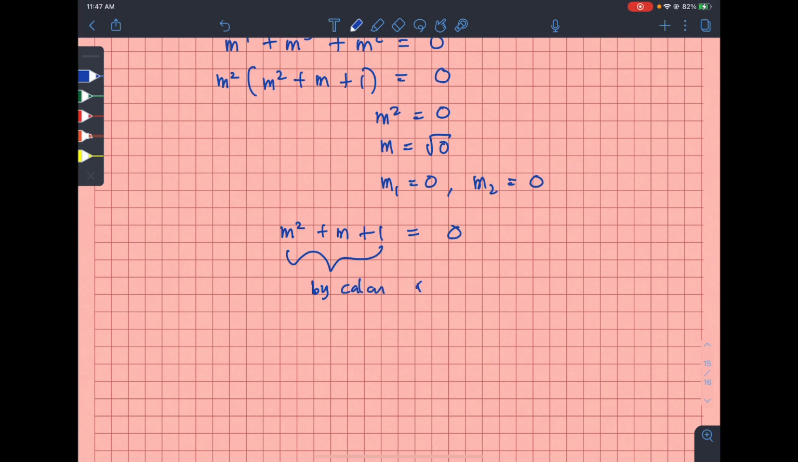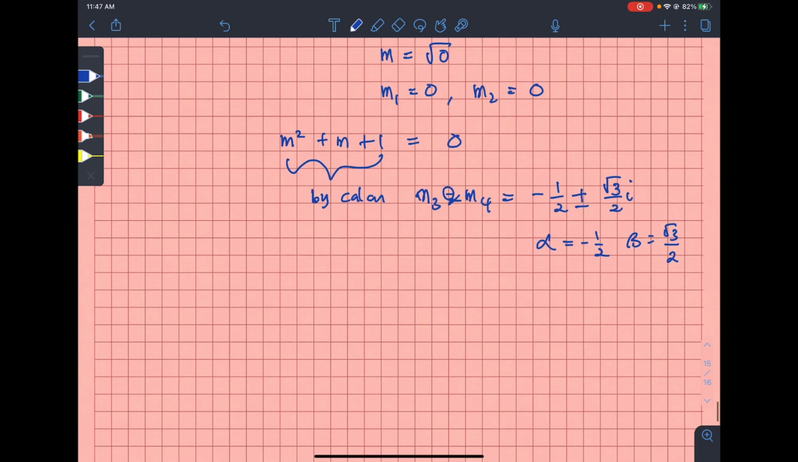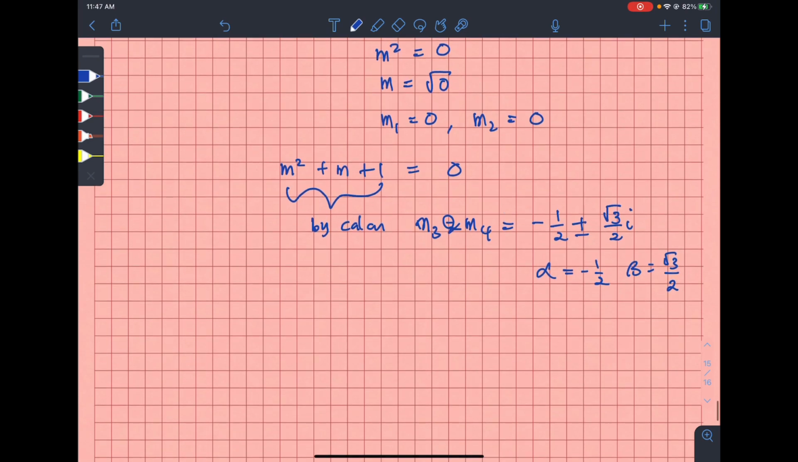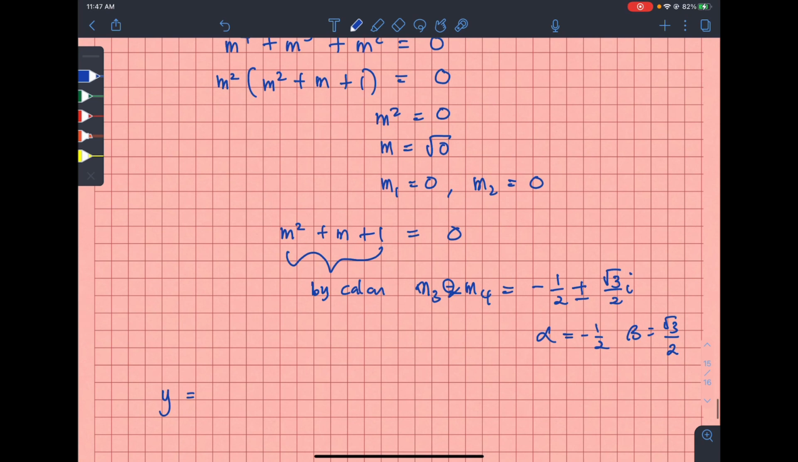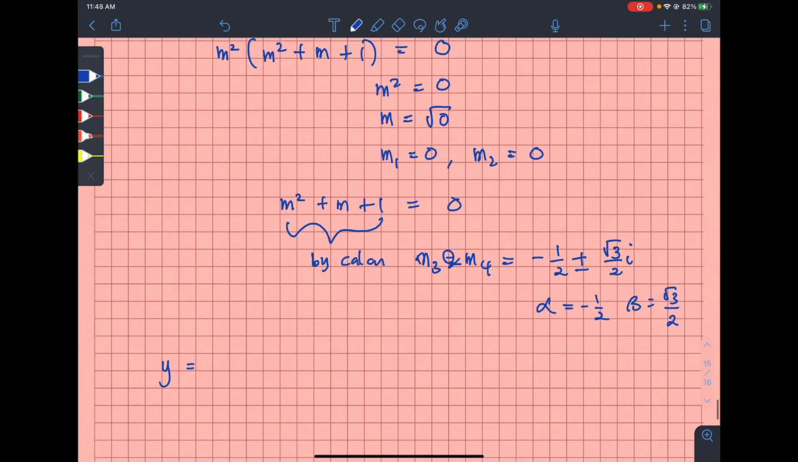So ang m3 and m4 natin, that is equals to negative 1/2 plus and minus the square root of 3 all over 2i. So ang alpha natin yan, so will be negative 1/2. So beta is the square root of 3 over 2. So kaya magkaroon tayo ng solution.